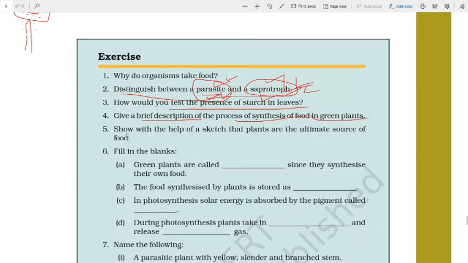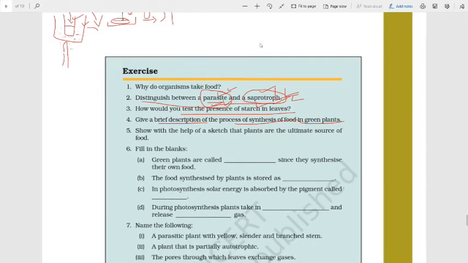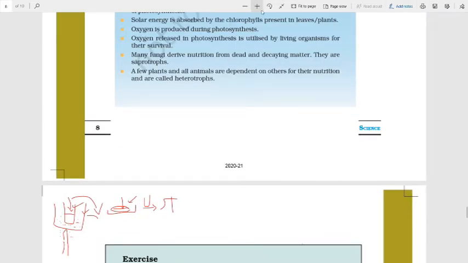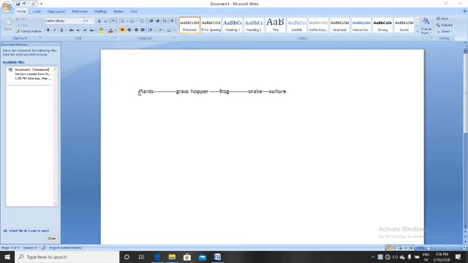Fifth question. Show with the help of a sketch that plants are the ultimate source of food. How can we show that plants are the ultimate source of food? Just take an example. Here is the example. Plant is the primary producer, which is an autotroph and makes its own food. The plant is eaten by the grasshopper, so the grasshopper is the primary consumer. Primary consumer means the first one who is dependent on plants for nutrition.